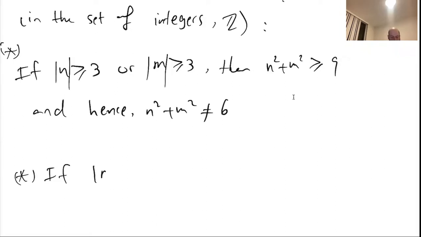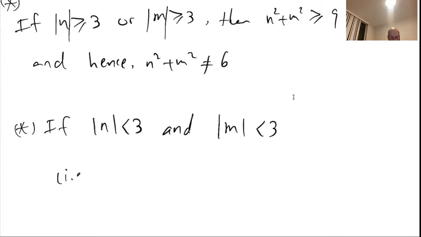Otherwise, if the absolute value of n is less than 3 and the absolute value of m is less than 3, meaning that because these are integers, something less than 3 in absolute value means less than or equal to 2.